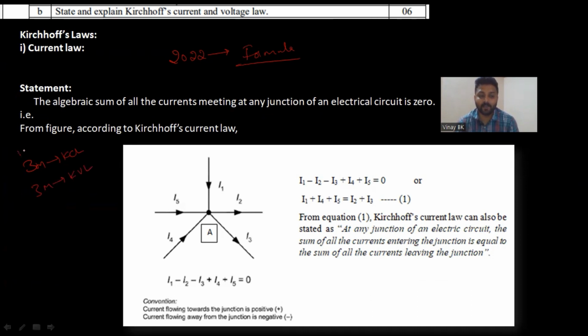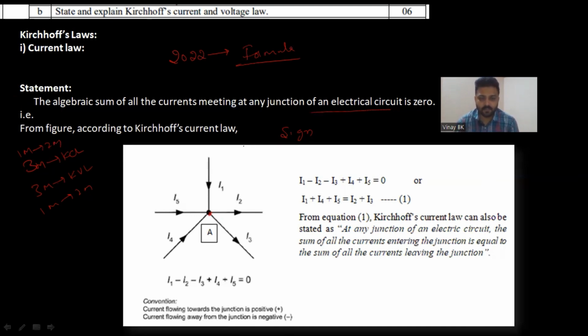For the statement, we will have 1 mark. For the explanation, we will have 2 marks. Or else they may share it one and two. The KCL statement is: the algebraic sum of all the currents meeting at any junction equals 0. Explanation means you need to explain the sign convention. If the current is entering the junction, you take it as positive. If the current is leaving the junction, you consider it negative. You can also take it vice versa, no problem.